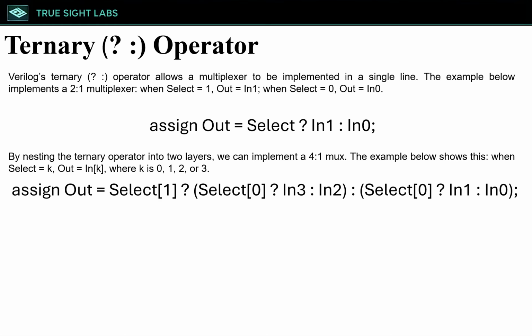By nesting two ternary operators, we can implement a 4-to-1 multiplexer. The example below shows this.